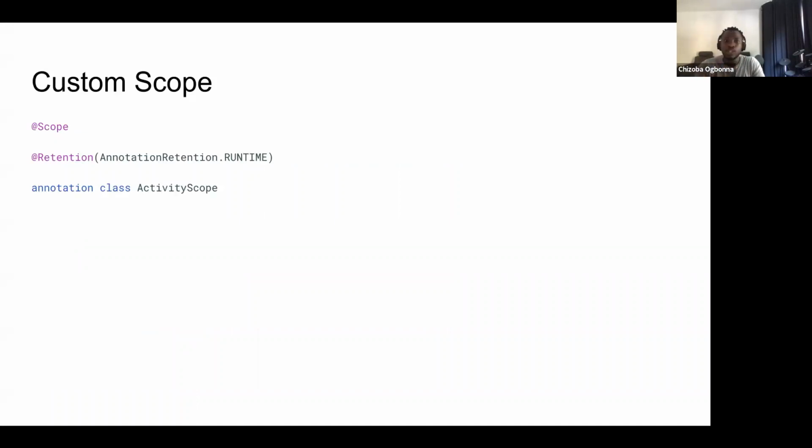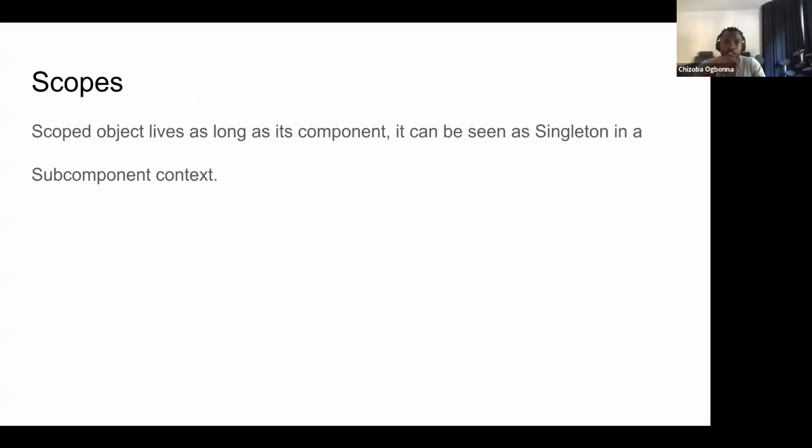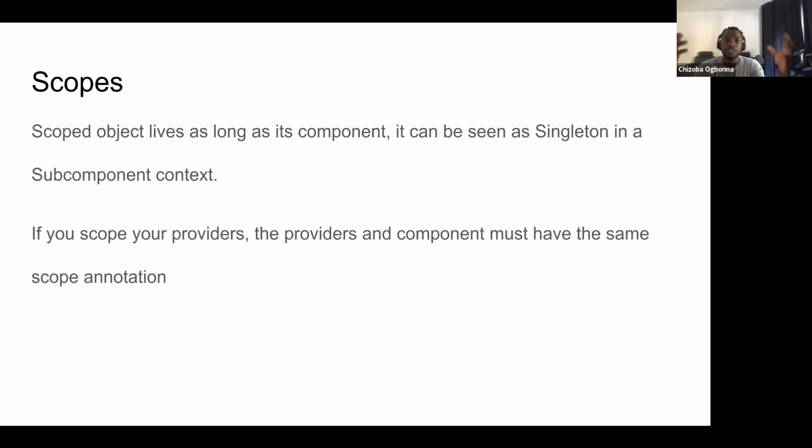So, how to create a custom scope: the same way you create an annotation, but you annotate it with @Scope. For qualifiers, you annotate it with @Qualifier, but for scope, you just annotate it with @Scope. This is available in the Java library, and Dagger provides that one. So you can annotate maybe a presenter with an activity scope, so it's tied to the life cycle of an activity. Scoped objects, as I've mentioned, live as long as the object that they are tied to exists.